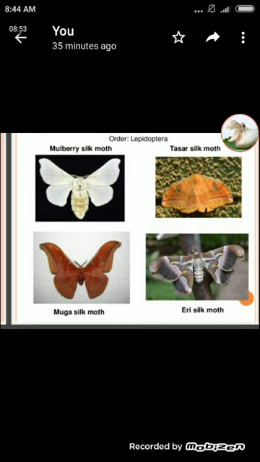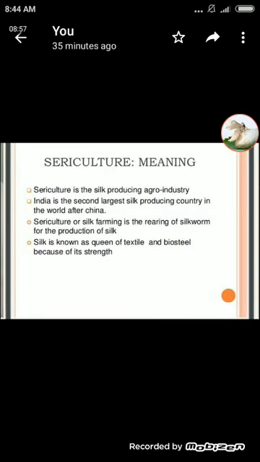Now the next one, rearing of silk. How does the rearing of silk take place? First, I will tell you about sericulture. Sericulture is the silk producing agro industry, meaning the production of silk by farmers for obtaining silk is called sericulture. How do they rear silkworms? What I told you earlier was the natural process. Now I will tell you, farmers used to rear, meaning palna, the silkworms.